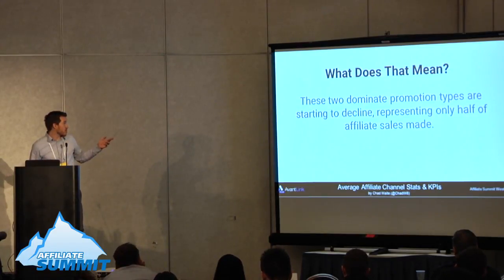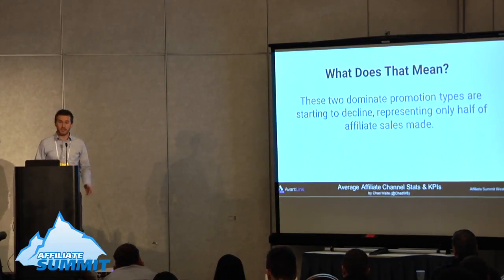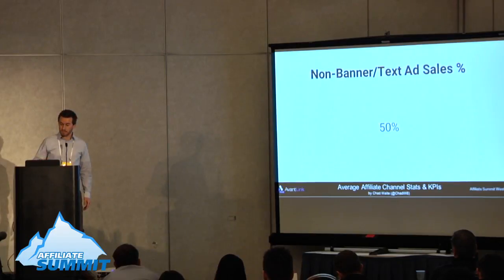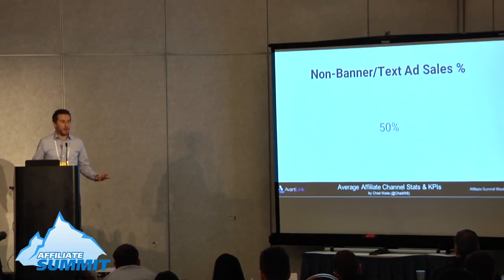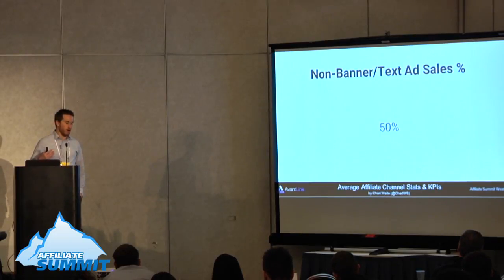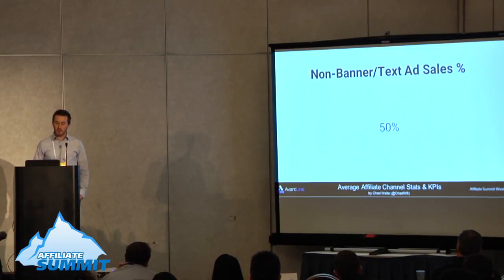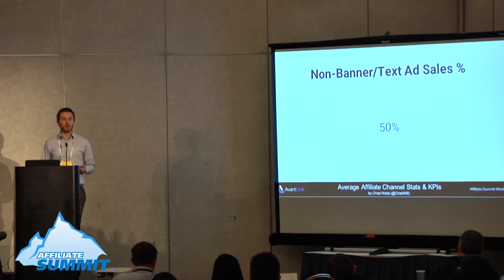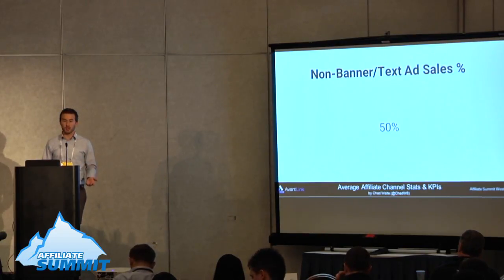These 2 dominant promotion types are clearly starting to decline. This is a smaller number than it was even 3 or 4 years ago, representing only, of course, about half the affiliate sales that are made. That means that non-banner ad types are representing the other half. And these could be things that are product specific, so widgets, storefronts, whatever it may be. It's generally a lot more granular in the actual promotion type. It's not big generalized branding like a banner ad, but it's more specific to the actual product or a category or the brand that's actually being sold by the company.